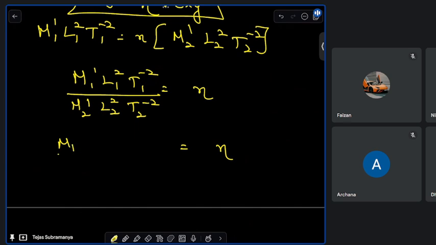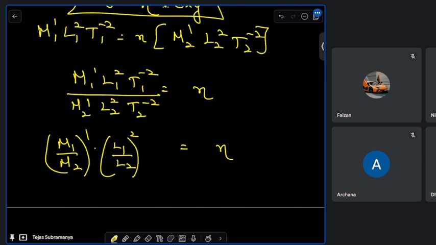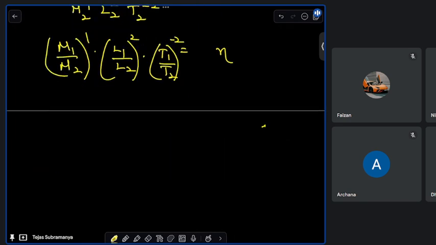So it becomes M1 by M2 to the power 1, L1 by L2 to the power 2, T1 by T2 to the power minus 2. Separating this is very important, guys. Now, 1 meaning what unit? SI unit. 2 meaning what unit? CGS unit. What is the first bracket trying to ask me? What is the SI unit of mass? Kgs. Divided by, this is grams.